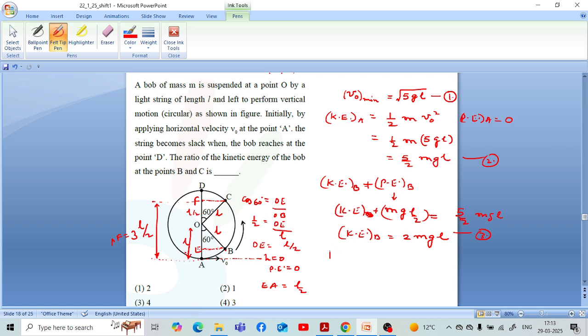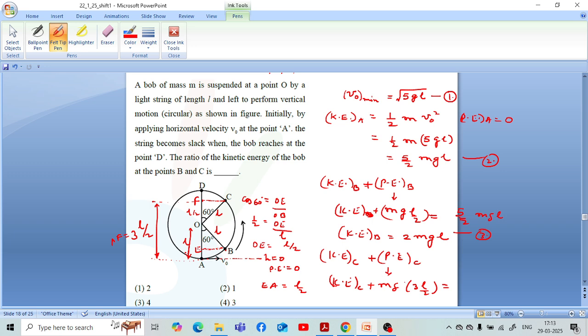Now again we do the similar process for point C. So for point C, the kinetic energy at point C plus the potential energy at point C, and potential energy at point C is mg into 3L by 2. So KE at point C plus mg 3L by 2 is equal to the total mechanical energy at point A. We are equating the total mechanical energy at point C and point A respectively.